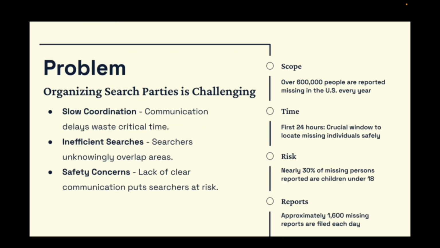Over 600,000 people are reported missing annually in the U.S. The first 24 hours after a person goes missing are the most crucial, as that is when over 75% of all missing individuals are found. Yet every day, around 1,600 missing person reports are filed in the U.S., with nearly 30% involving children under 18.